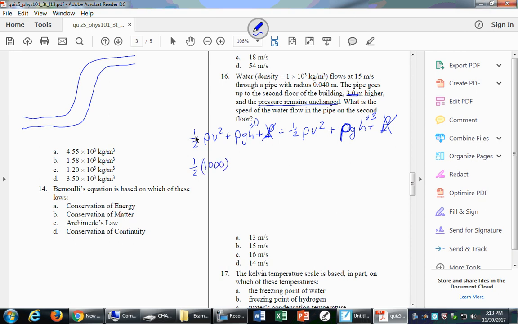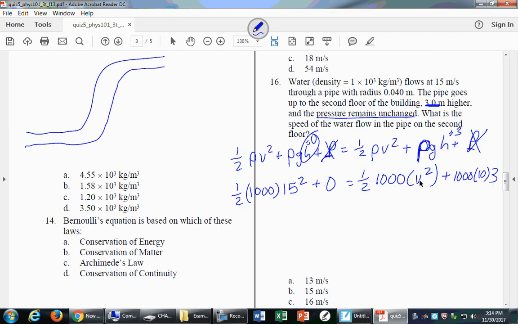That's given in the problem, but that's the density of water, times 15 squared plus 0, because h is equal to 0, is equal to 1/2 of 1,000 times v squared plus 1,000 times 10 times h, which is 3. This is the density of the water. This is the acceleration due to gravity, g, and then this is 3 meters, which is the height. And then you solve this for v. Okay? Can I leave you at that to solve it for v?